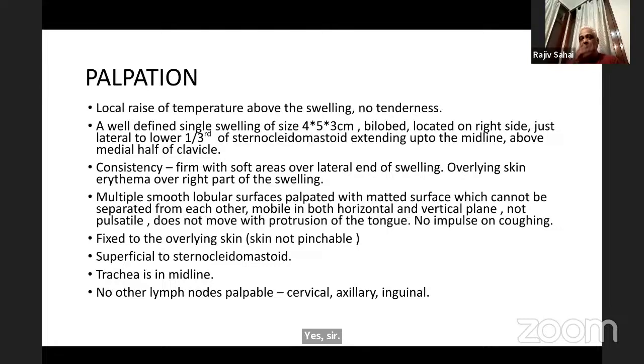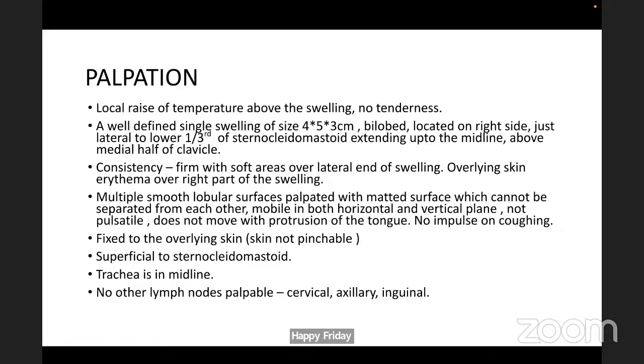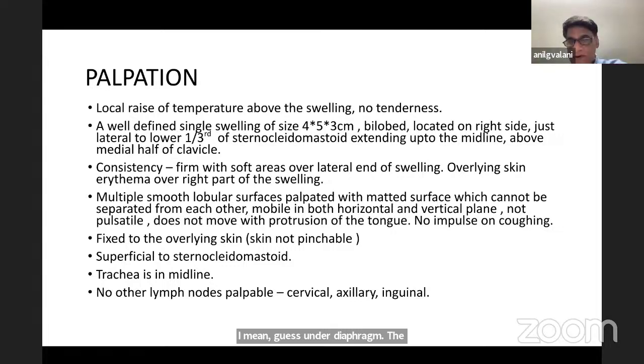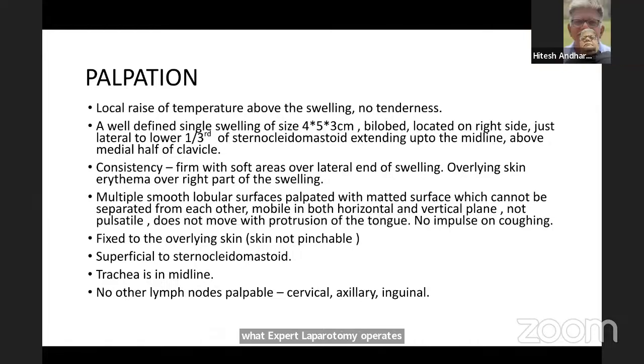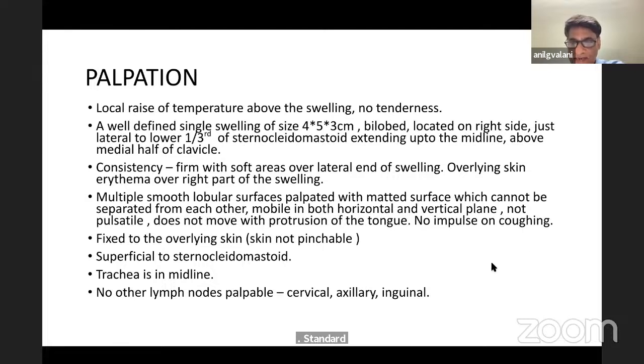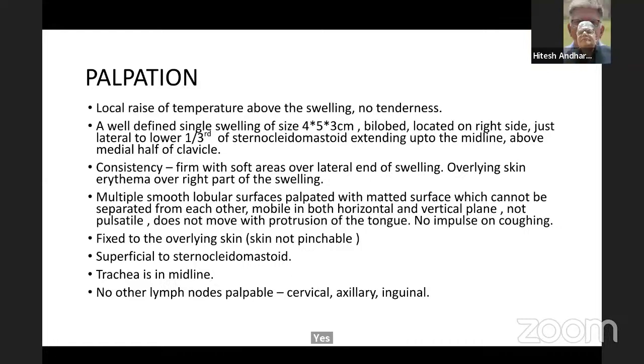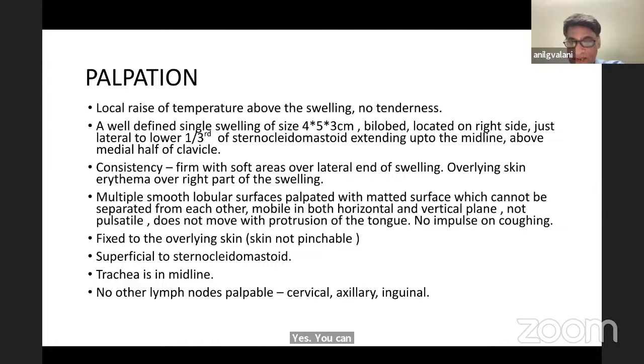For example, gas under diaphragm. I mean, gas under diaphragm, the standard treatment is what? Exploratory laparotomy, operate for the perforation, say duodenal ulcer perforation. That's the standard. The patient is in peritonitis. Now you can also give an answer that I will conserve. You can conserve if the patient is not in peritonitis. So in that scenario, you are not treating the X-ray showing gas under diaphragm.